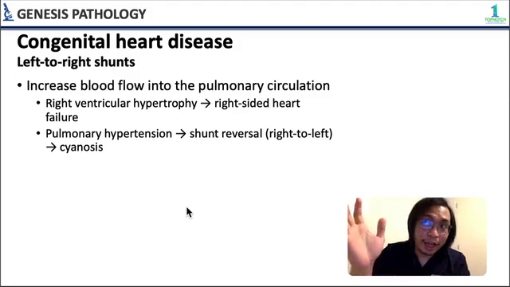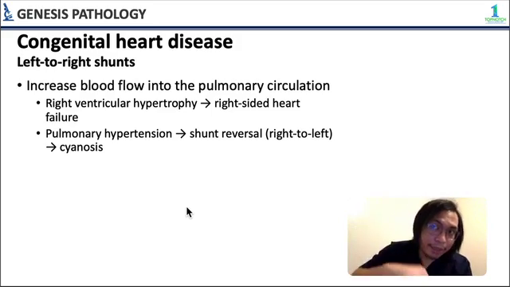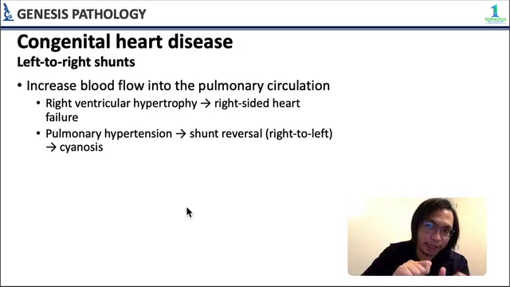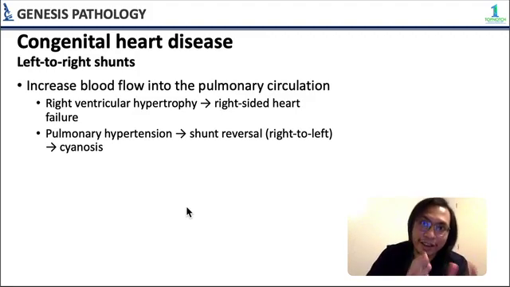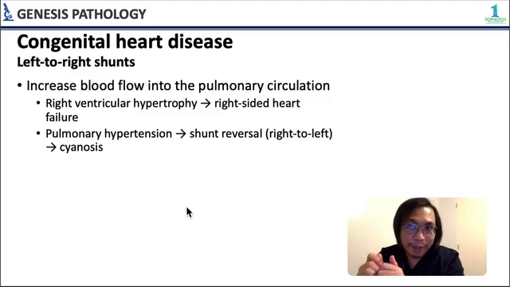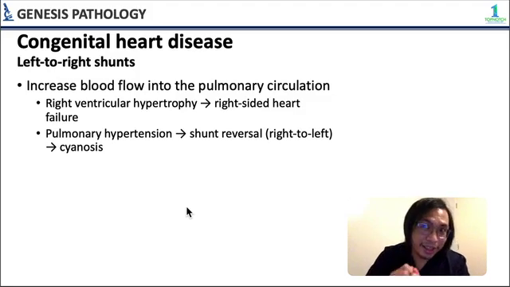Now, if you have pulmonary hypertension, the pressure in the pulmonary circulation is high. It reverses: the pressure in the pulmonary artery rises, the pressure in the right ventricle and right atrium rises, and the right ventricle becomes higher in pressure than the left ventricle. What will happen? The shunt will be reversed. Okay?